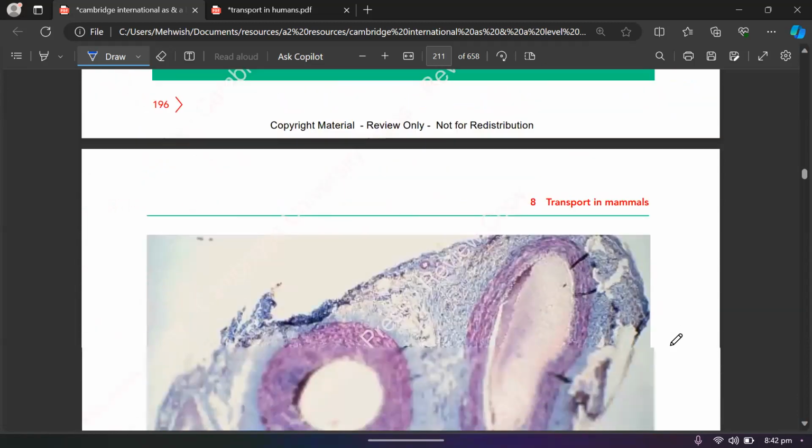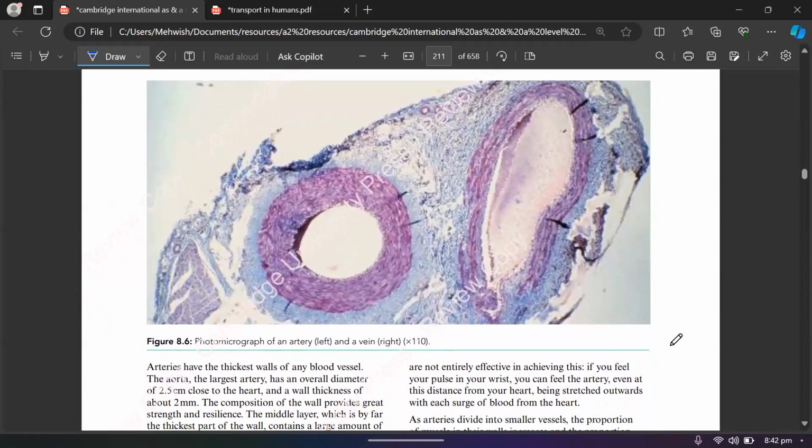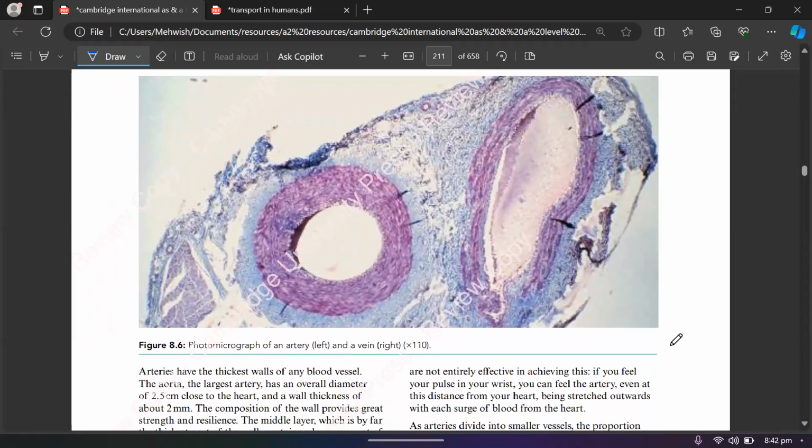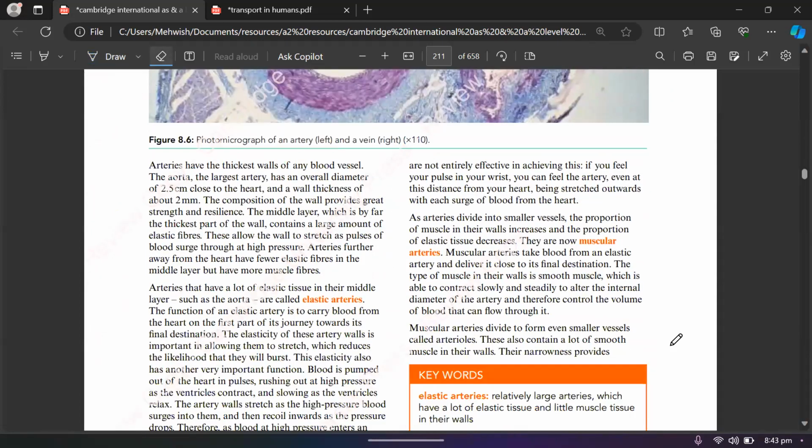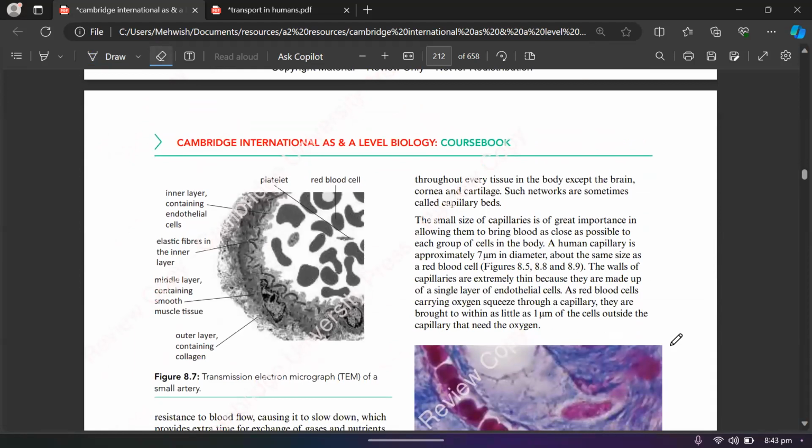This is a photomicrograph. Let's have a look at how to identify between an artery and a vein. This is an artery. Why is it an artery? Because it has thick muscular walls. And why is it a vein? Because it has thin muscular walls, whereas the lumen is also bigger, right? And arteries have a narrow lumen. This is also one of the ways through which you can identify between an artery and a vein, right? Elastic artery, muscular artery, we have talked about.